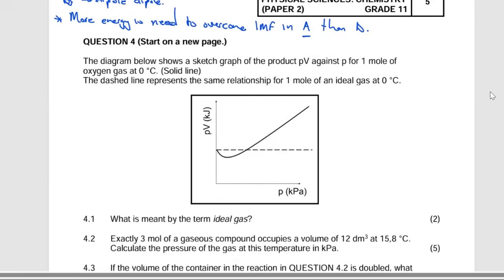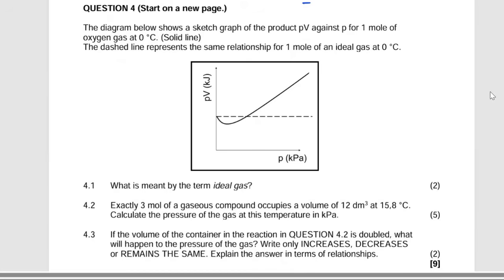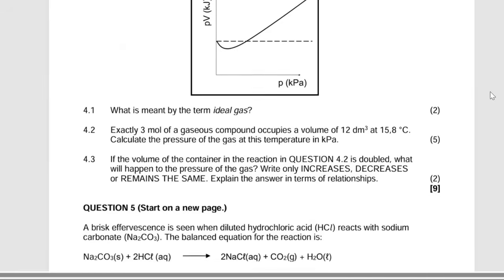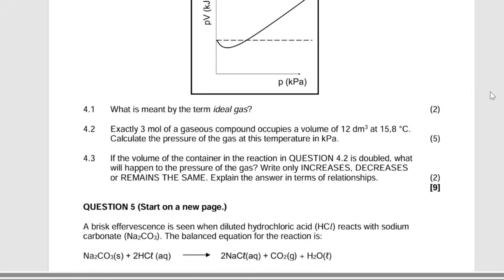Then moving on to question number 4. Question 4 reads: the diagram below shows a sketch graph of the product PV against P for 1 mole of oxygen gas at 0 degrees, the solid line. Then the dashed line represents the relationship of 1 mole of an ideal gas at 0 degrees. Then the first statement is asking us to define, so definition of terms, refer to exam guide. It says, define what is meant by the term ideal gas.